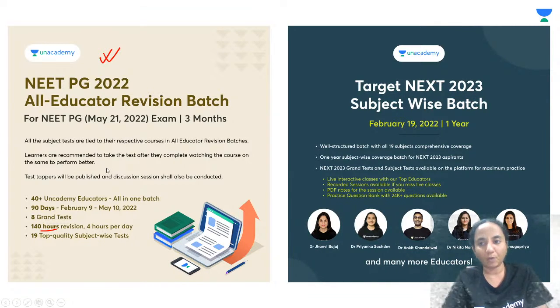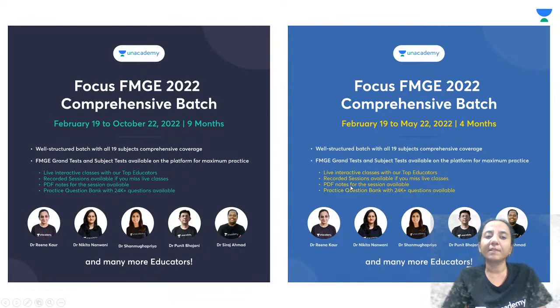So this is a perfect revision course for those of you who just want to complete your preparation for NEET PG 2022. And those of you who are in the early stage of your preparation and who are targeting NEXT 2023, we are having this subject-wise batch, which is going to be a well-structured batch covering comprehensively all the 19 subjects. So these are the two batches that I wanted to talk about for NEET PG 2022 and for NEXT 2023.